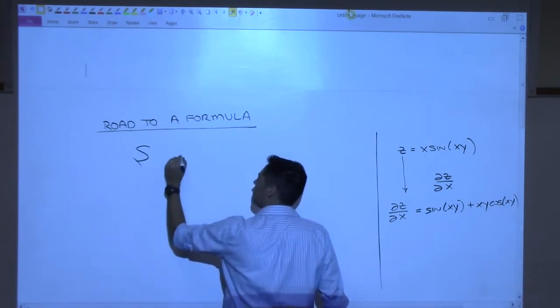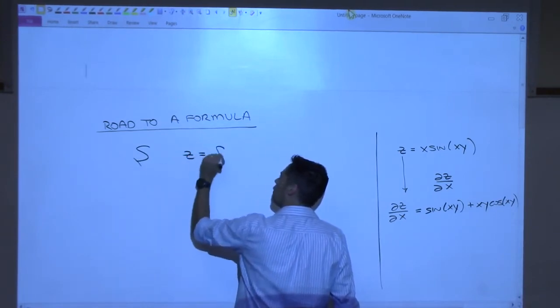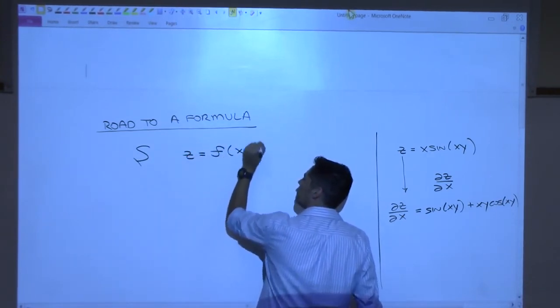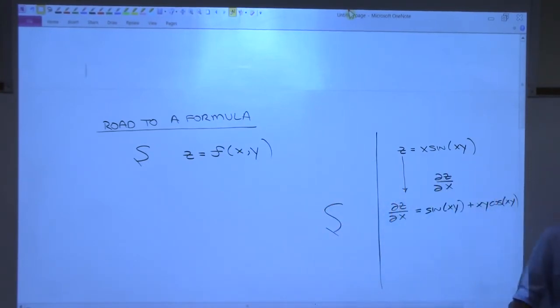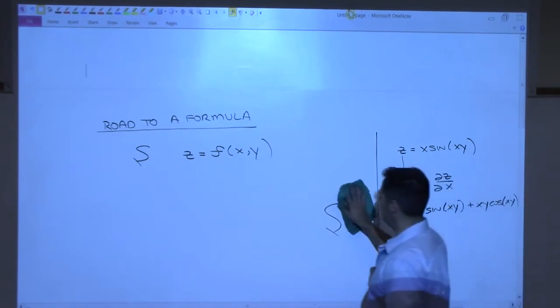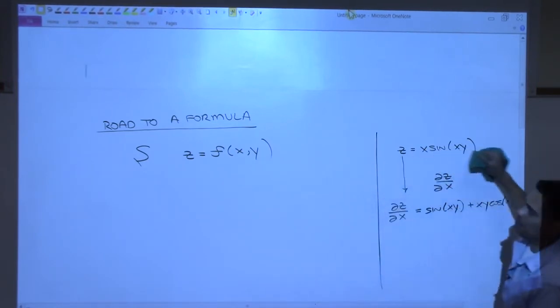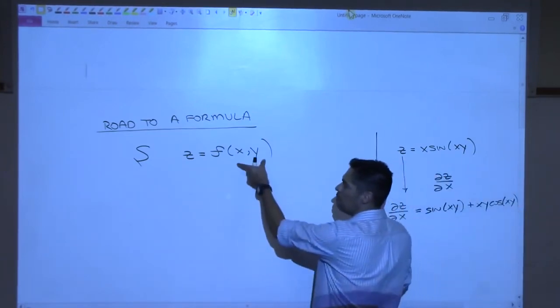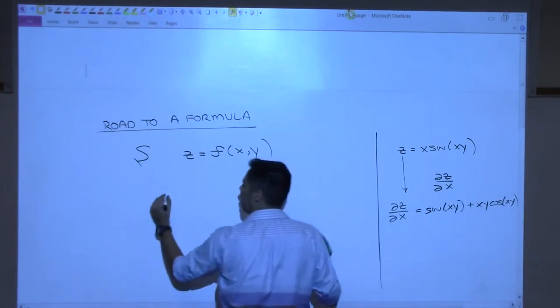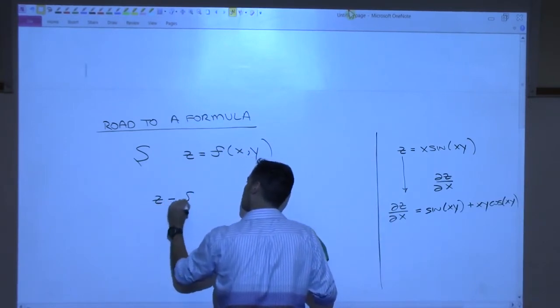Suppose, have I shown you all that symbol? I know some of you I've shown. In mathematics, that's what we use, S with a little line, for the word suppose, all right? So suppose we are given something like this. Z is some function of x and y, all right? Let's say we are. Then I'd like you to look at it as an equation and move it to the other side.